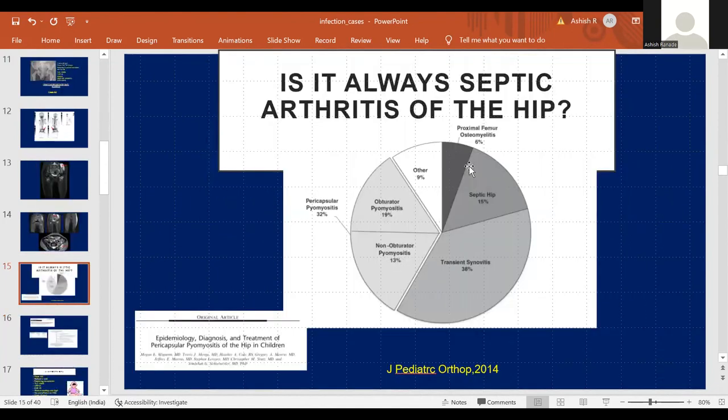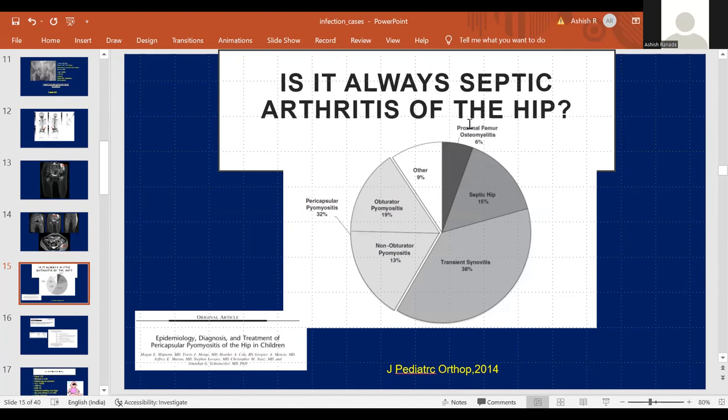So that brings us to the question, is it always septic hip? Because Kocher's criteria were described in 2002, and over 20 years, the understanding has changed. The whole spectrum of septic hip or musculoskeletal infections has evolved. So this paper looked at the various presenting conditions which are like septic hip. You will see that in 32%, one-third of cases, it was pericapsular pyomyositis.